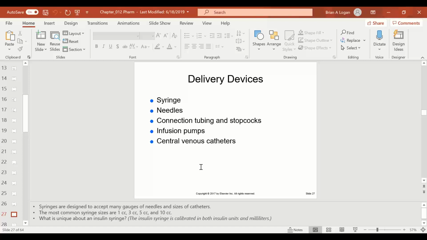But we have IV tubings and stopcocks, so we can start and stop the flow, or we can control the flow of fluids and things like that. You have infusion pumps where you can program it that way. With the stopcock, if we're trying to control how much medication is going in, then we have to turn off the stopcock and then at the right time go back to it and turn it on.